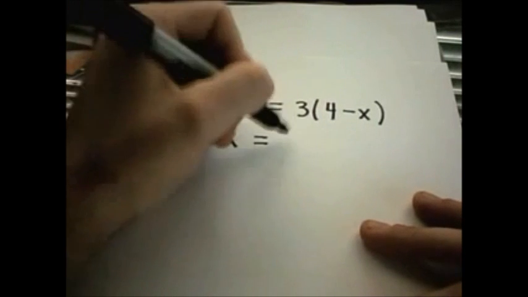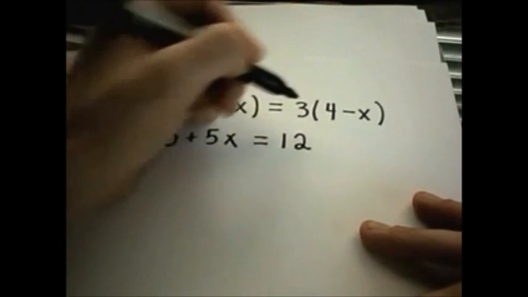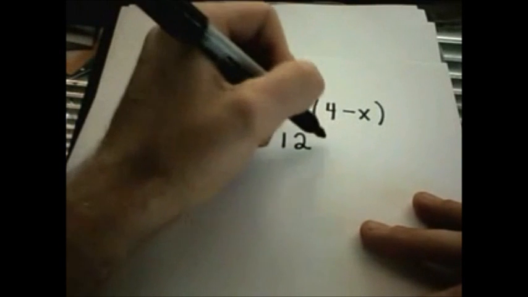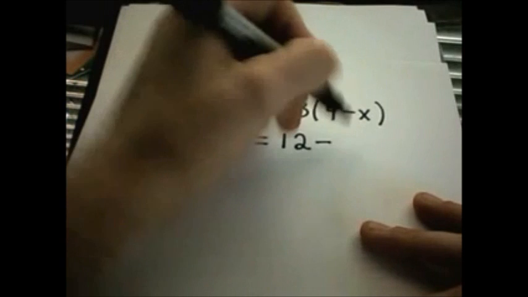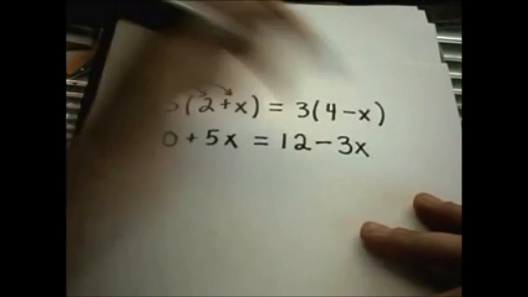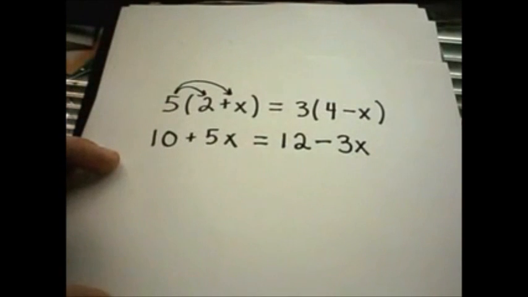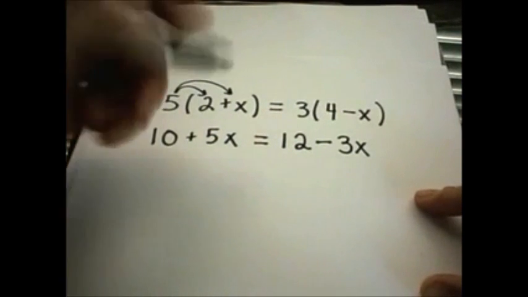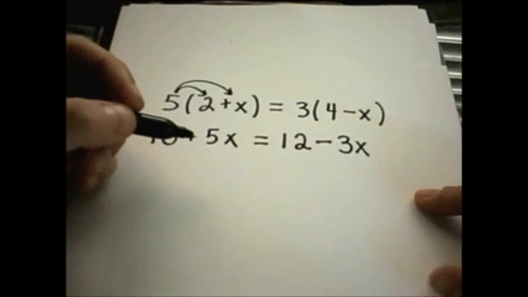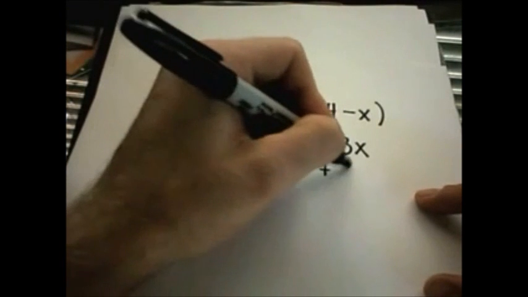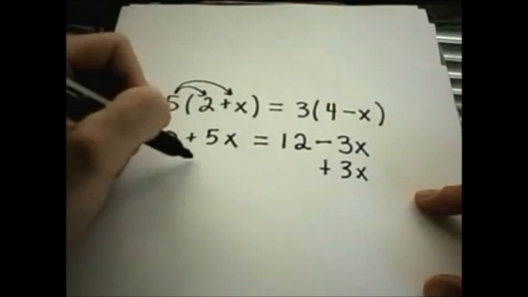On the right side, I'm going to get 3 times 4, which is 12. I'll get 3 times negative x, and again a positive times a negative is a negative. 3 times x is 3x. And now I'm going to get my x's on the same side. So I could either move the x's to the right side, or I could move the x's to the left side. I'm going to move the x's to the left side. So I'm going to add 3x to both sides.